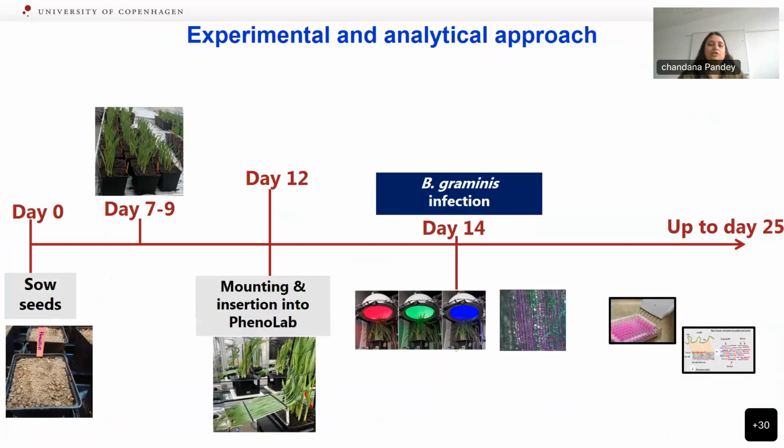To give the drought treatment, we started the drought as a pre-drought treatment. So we started the drought at 12 days, and at 14 days, after 2 days of drought treatment, the Blumeria infection was performed. And again, this experiment was performed in the phenolab. This is how the leaves were mounted on the plexiglass. And after this, we harvested the samples at 8 hours, 24 hours, 48 hours, 120 and further.